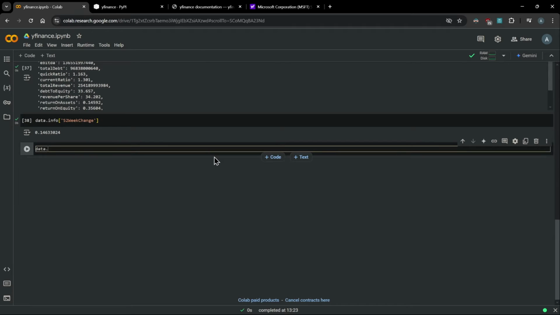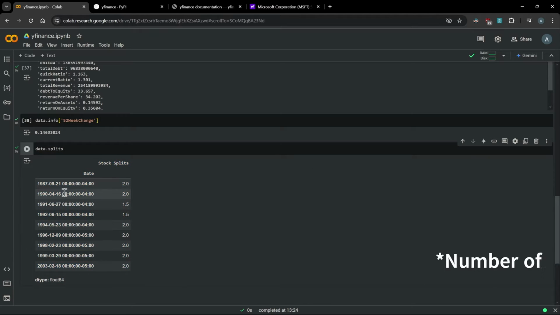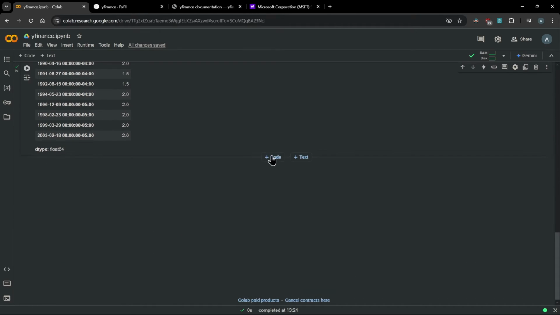Now let's say data.splits. This indicates how often the stocks have multiplied. So after every 2 to 3 years or so, it has been multiplied by a factor of 1.5 or 2 predominantly. So that is another measure.